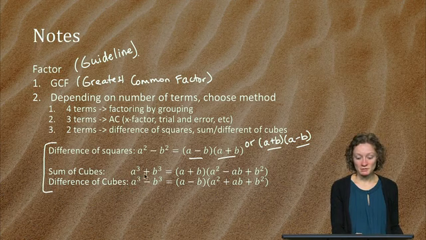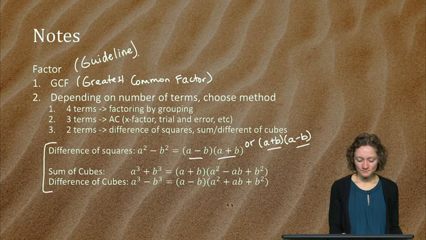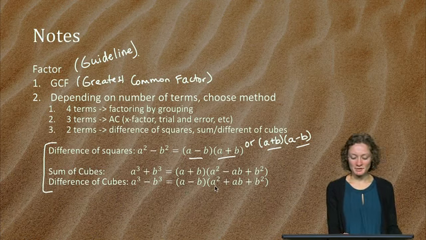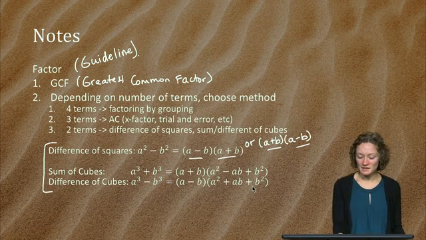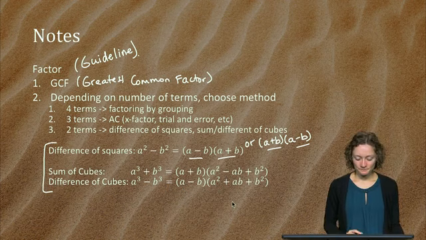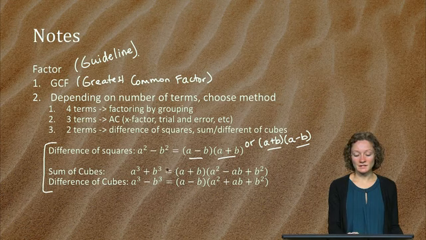Okay, the sum of cubes formula. So if you have something cubed plus something else cubed, you can write this as a plus b times the quantity a squared minus ab plus b squared. If you have difference of cubes, a cubed minus b cubed, you can write in the format a minus b times the quantity a squared plus ab plus b squared. These are formulas that you'll need to know to be able to factor if there are 2 terms.